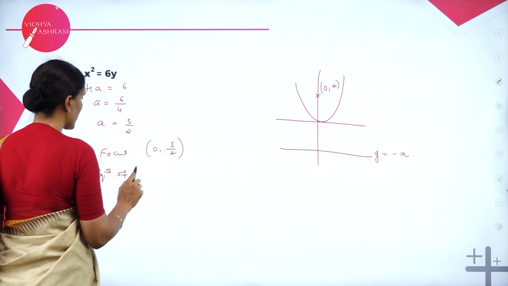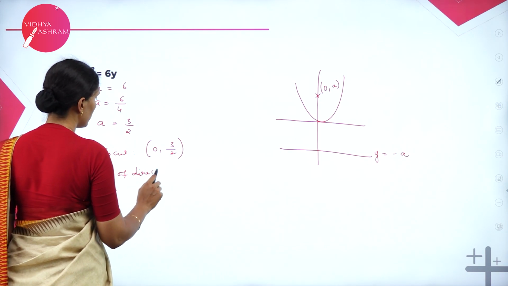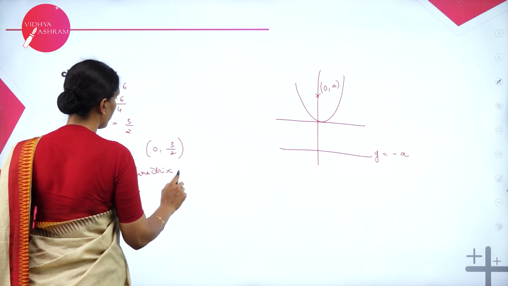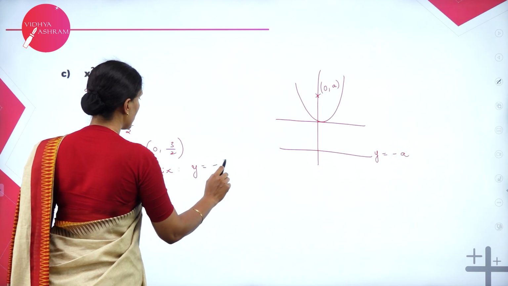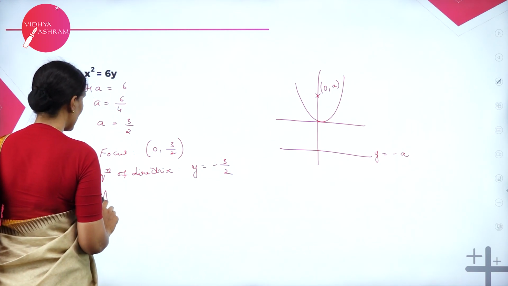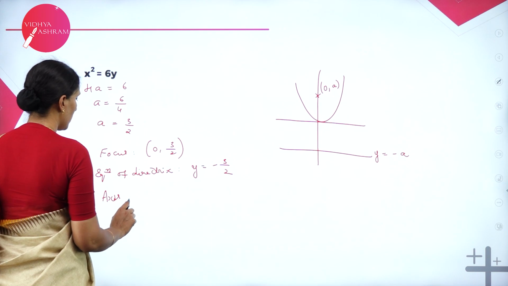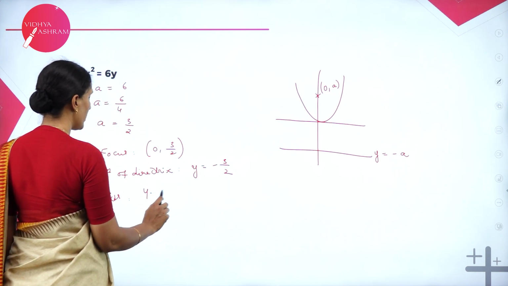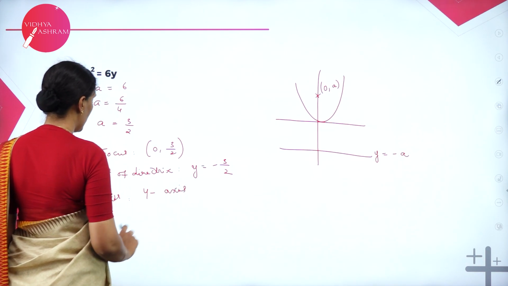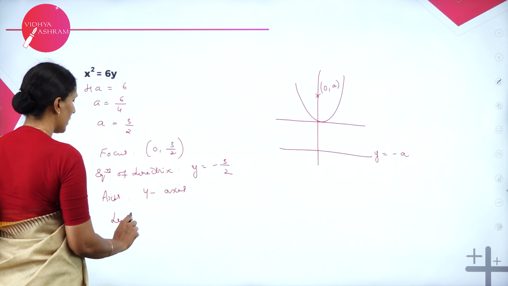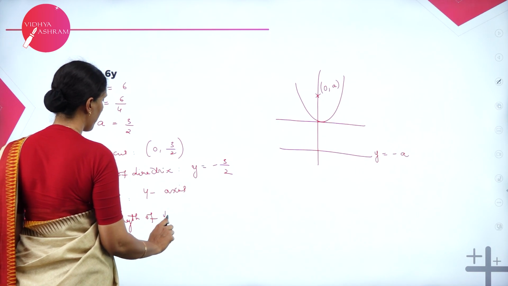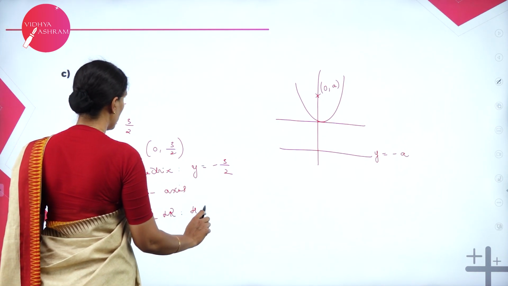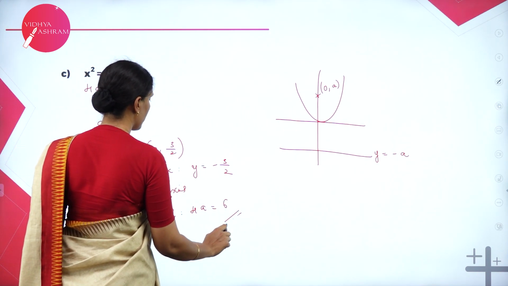Equation of directrix will be y is equal to minus 3 by 2. Now axis of symmetry. So focus lies on y-axis. So therefore the axis of symmetry is y-axis. Length of latus rectum is 4a. So therefore it is 6.